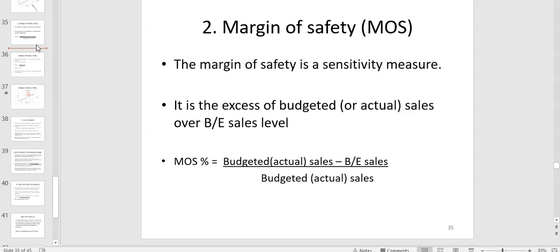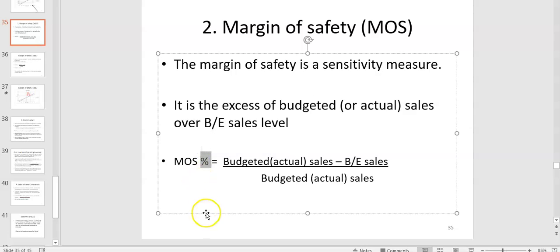All right. The other key thing is the margin of safety. And I often call this the buffer as well. It's a sensitivity measure. It's trying to measure how far away you are currently operating from break even. And it's often presented either as a percentage or in number of units. So what you do is you compare the current level of sales, either the budget or the actual, to the break even, right? And if you want to put it in a percentage, you put it over the current budgeted sales.